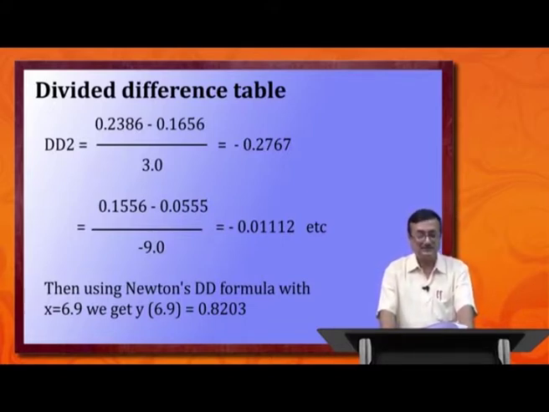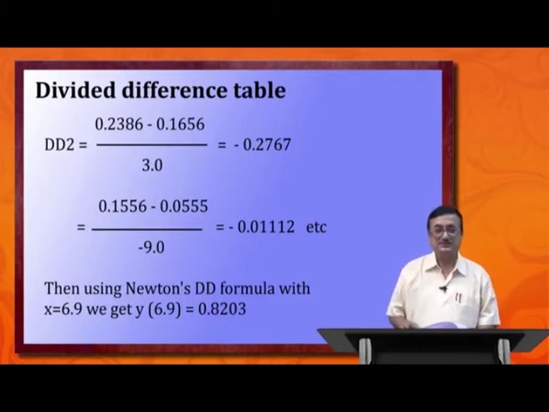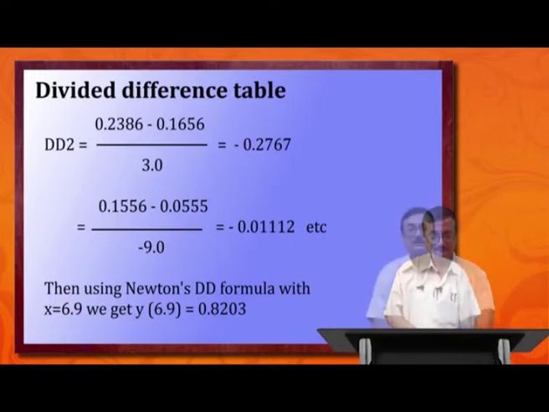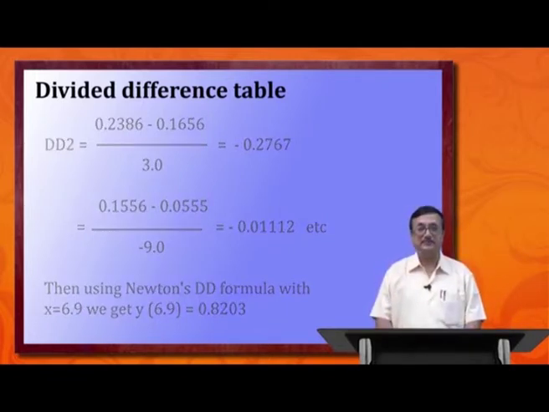Then, using the final expression for Newton's divided difference formula with x is equal to 6.9, we get y(6.9) is equal to, the computation is shown here, the final result comes out to be 0.8203. So this is the way by which we can determine the value of y at an arbitrary point x, but within the given region of our interest, by using Newton's divided difference formula. Let us now go to another type of problem.